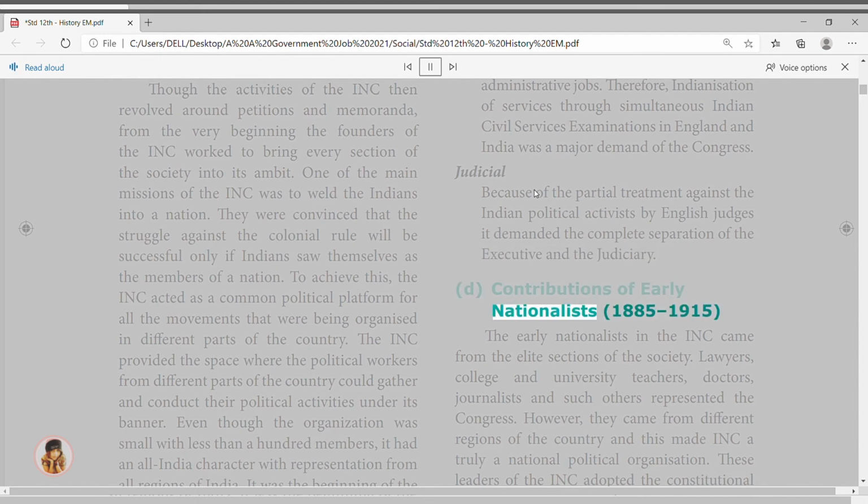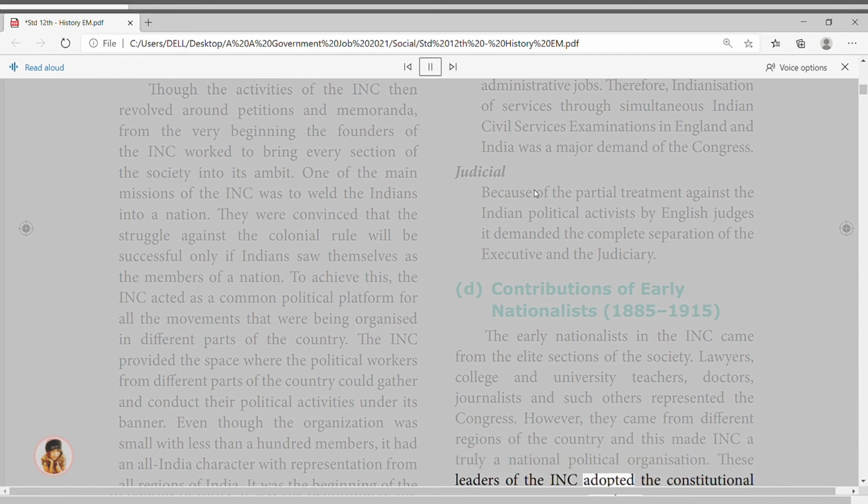Contributions of early nationalists, 1885–1915. The early nationalists in the INC came from the elite sections of the society. Lawyers, college and university teachers, doctors, journalists, and such others represented the Congress. However, they came from different regions of the country, and this made the INC truly a national political organization.